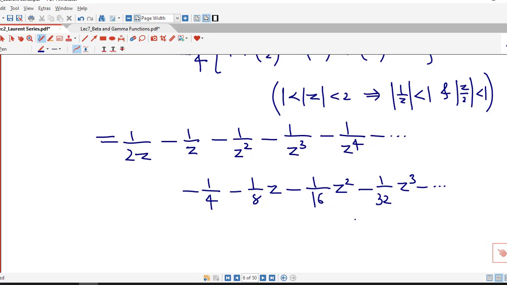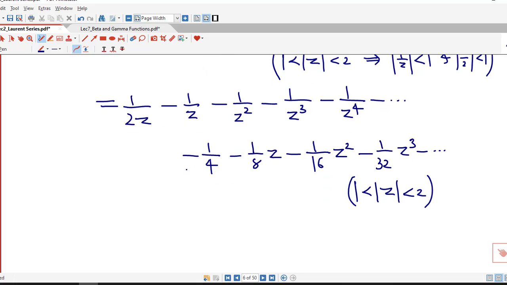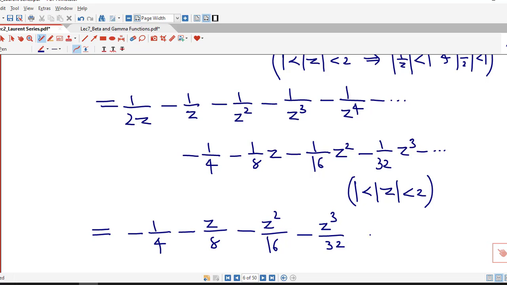And this is valid in the region 1 less than mod z less than 2. So this is Laurent series expansion of f of z in this region. If we wish, we can rewrite in this way. First we consider this series with positive powers of z. So it is minus z square by 16 minus z cube by 32, and so on.